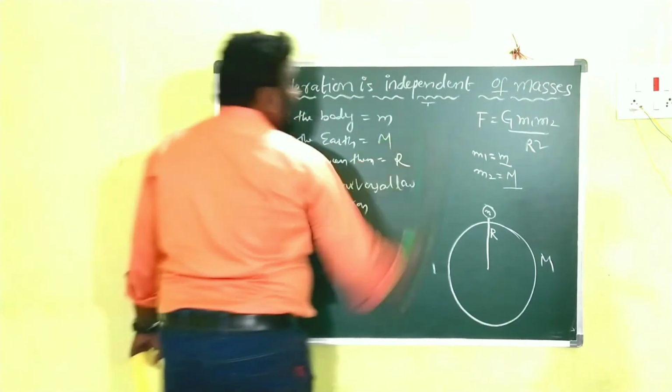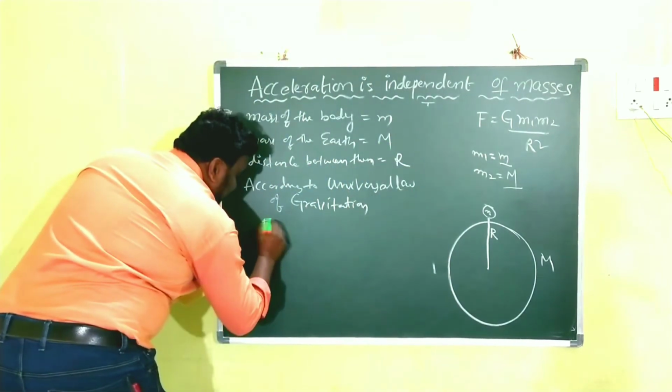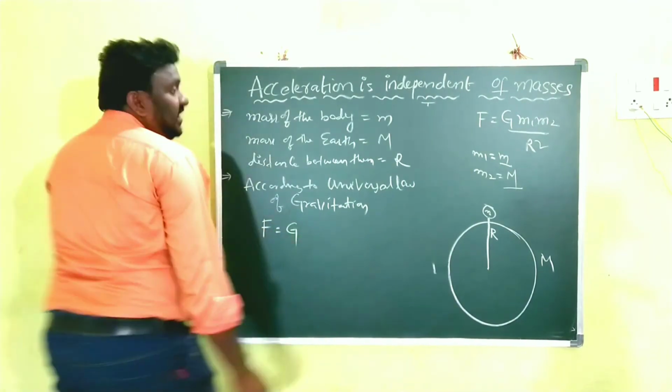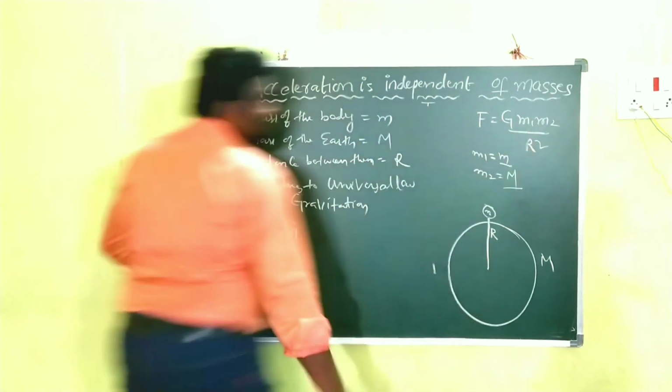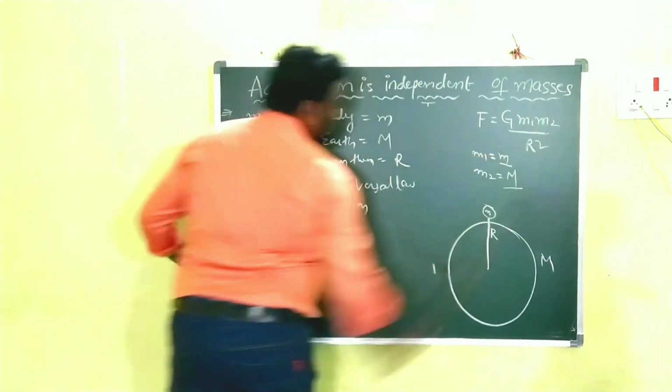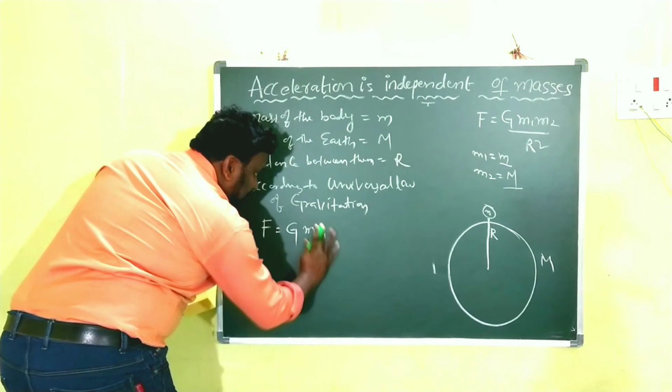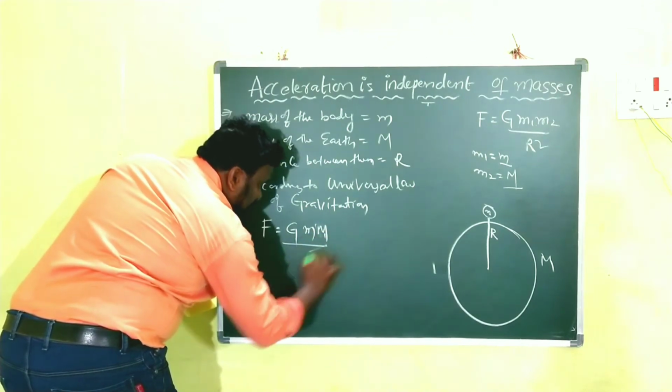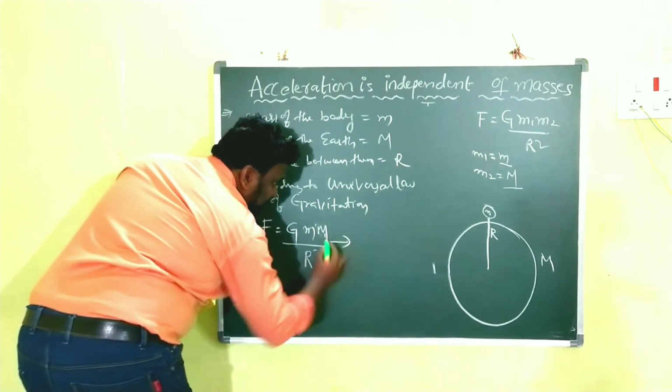So according to that, what do you write? F is equal to G into, instead of M1 what do you write? Small m. Instead of M2, you write capital M, by R square.